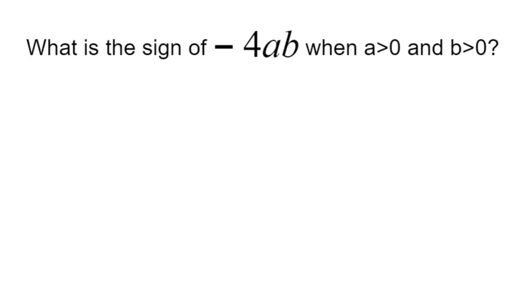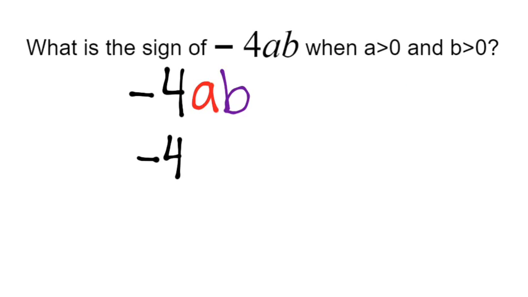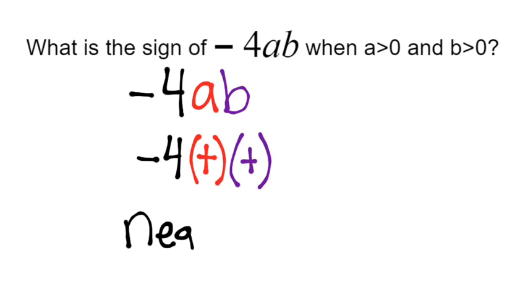Next example. What is the sign of negative 4 times a times b, or negative 4ab, when a is greater than 0 and b is greater than 0? I set up my problem, and instead of writing a, what's greater than 0, positive or negative? In this case, it would be positive. Then for b, greater than 0 is also positive. Looking at my problem, I have 1 negative and no other negatives here. These are both positives, and 1 is an odd number, so that makes this a negative answer.